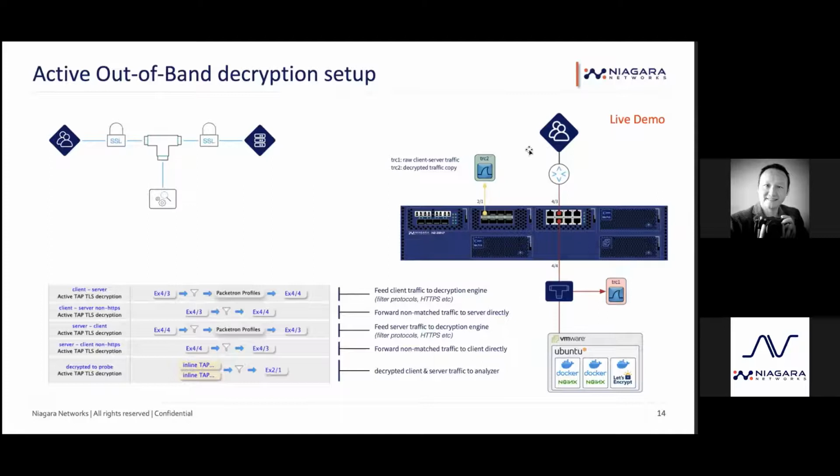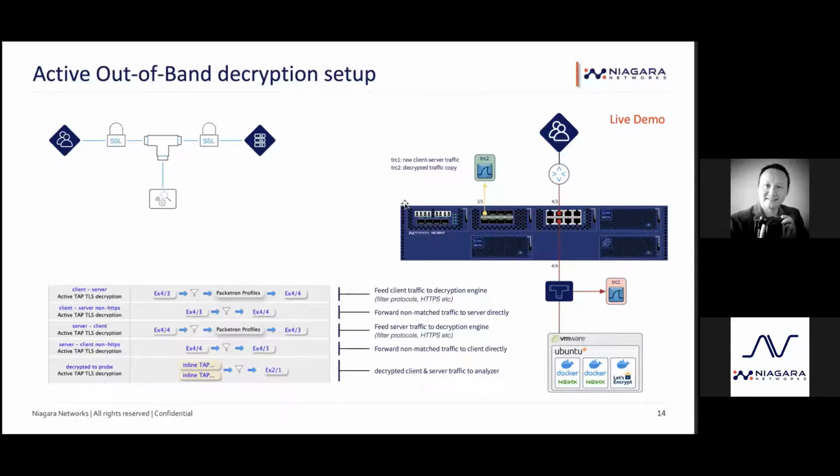Similar setup: the client connecting to the packet broker is connected to the server with a tap, just to show that we are actually using encrypted traffic here. The traffic is sent to the packetron. The packetron is decrypting the traffic and sending that traffic to an inspection tool, in this case, yet again, a Wireshark. So how does that look in the configuration?